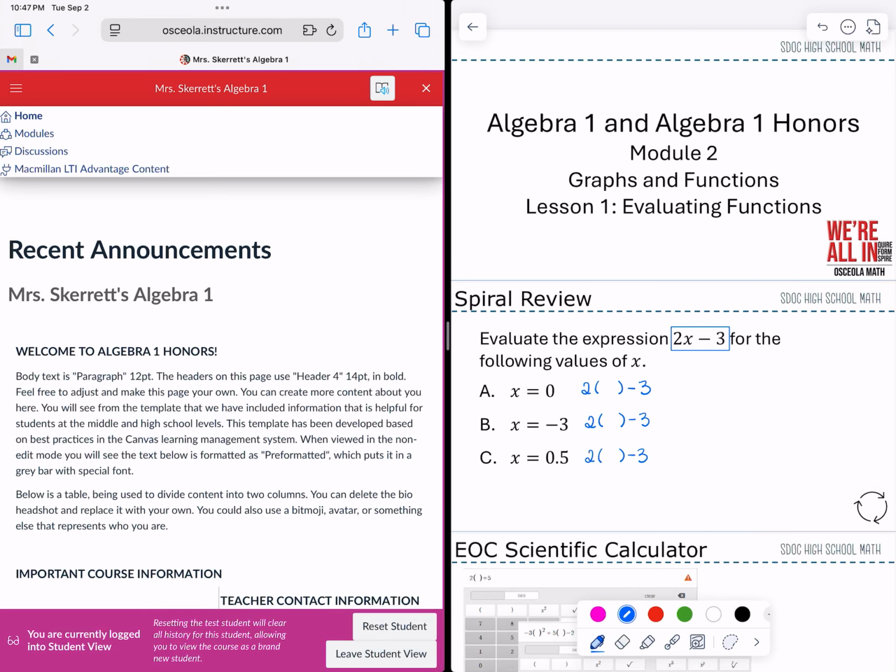Hi y'all, we're going to go ahead and get started with our lesson 2.1. Here we are going to be talking about evaluating functions.